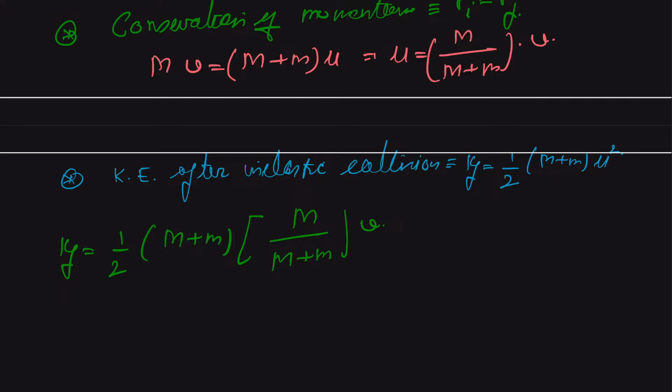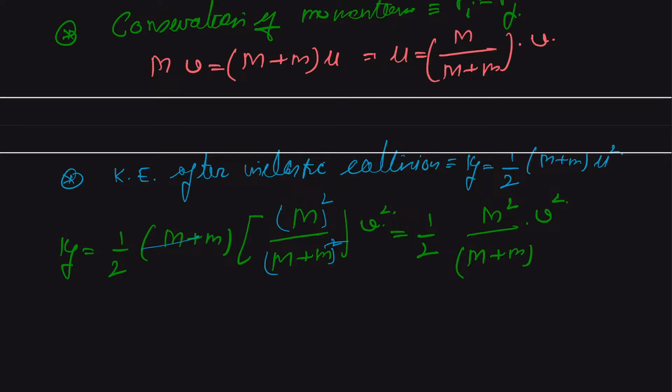And this is our square and this is also square. So here this will also give us a square, so let us write it separately. And because of this square, this m cancels with this square, so we get this will be equal to half m square over m plus small m, and v square.